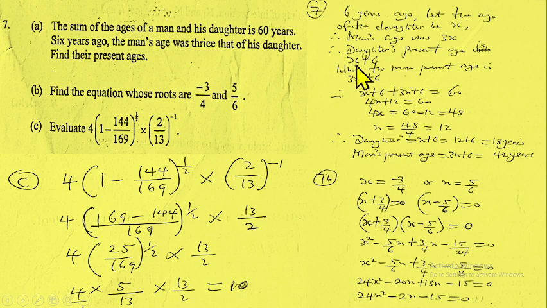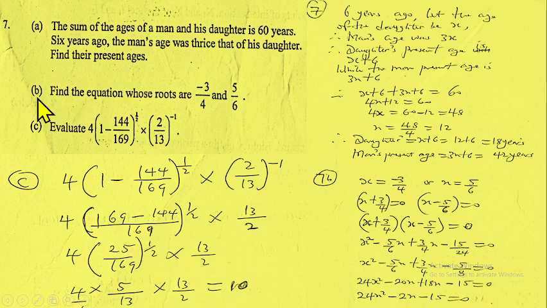So we know that the daughter's present age should be x plus 6. If we know the value of x here, then the daughter's present age will be x plus 6, which is 12 plus 6, and that should give us 18 years. Then the man's present age is also 3x plus 6. Put the value of x here, that means you have 3 times 12 to give us 36, plus 6, that should give us 42 years. So these are their present ages.